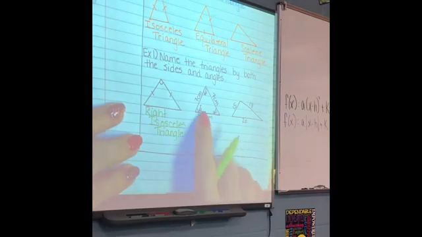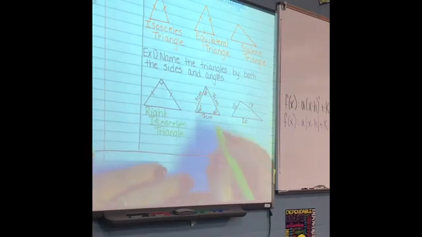All right, looking at the next one, what do you notice about all the angle measures? Same. They're all the same. What do you notice about all the side measures? Same. So what do we call that? Equiangular, equilateral.